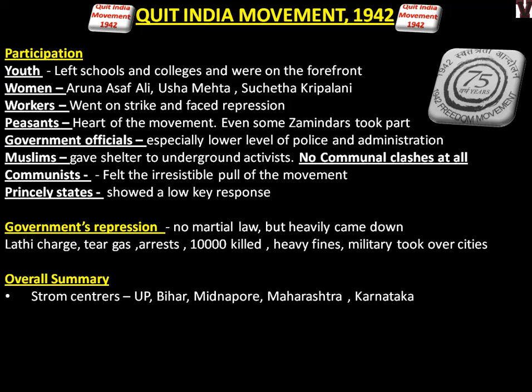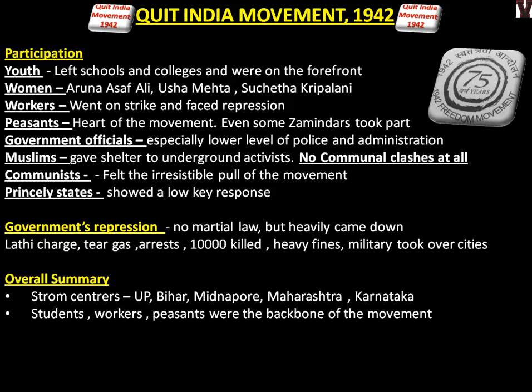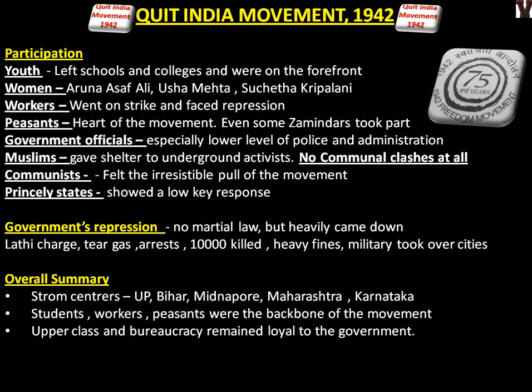Overall summary we'll see. The important storm centers are UP, Bihar, Midnapur, Maharashtra, Karnataka. So if we see, it is there in the north, west and south. Students, workers, peasants were the backbone of the movement. We have already seen the participation rate. Upper class and bureaucracy remained loyal to the government. If you see, the rich class, elite class or the higher civil servants, they all remained loyal to the government.